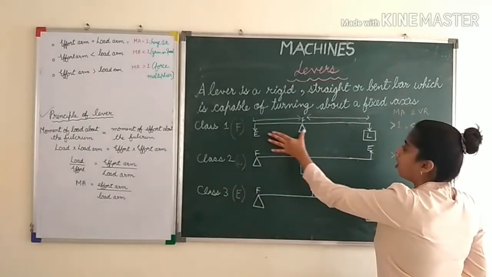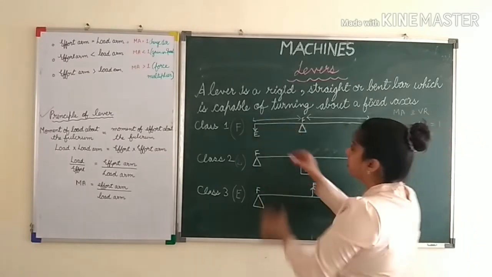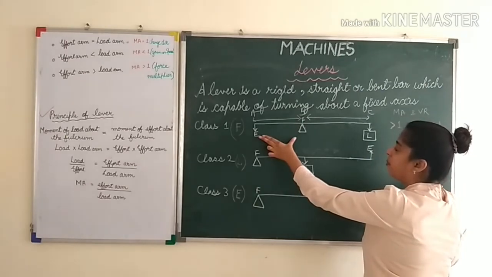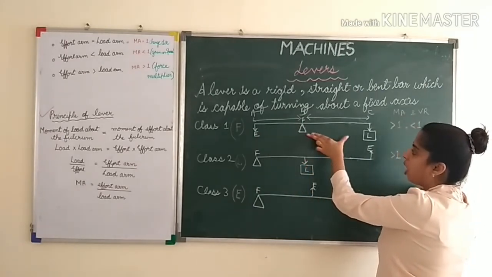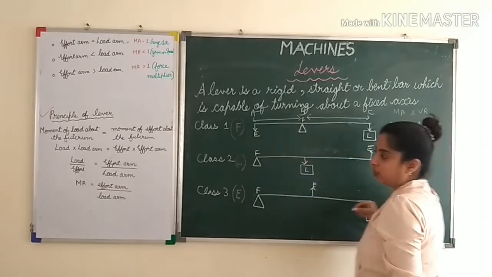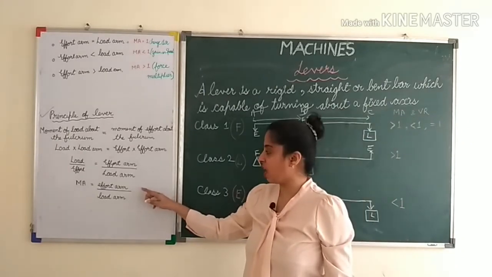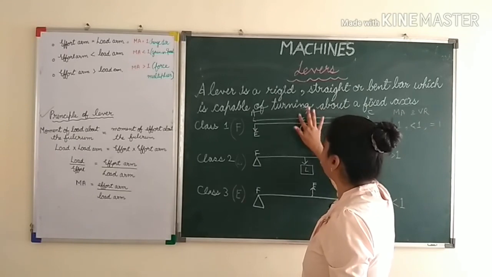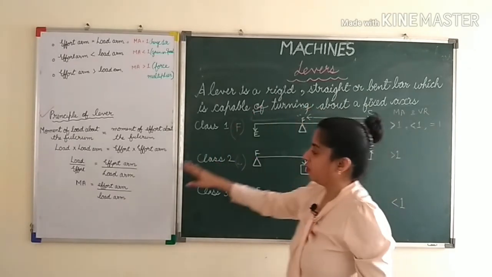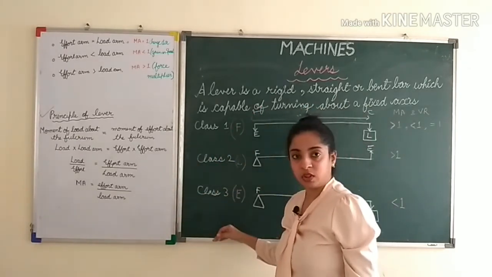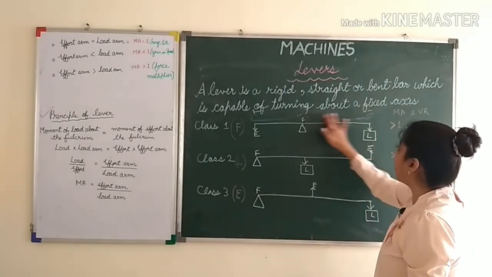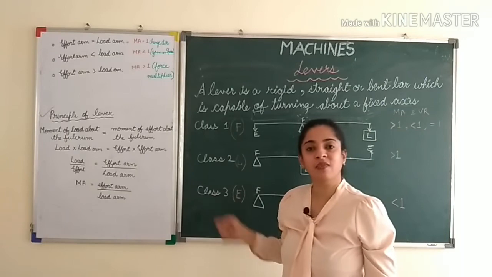Okay, so mechanical advantage is effort arm upon load arm. So here, if we name it as A, B and C, effort arm is AB and load arm is BC. So mechanical advantage is effort arm upon load arm. Now, before going further, before studying the mechanical advantage of all three types of lever, first let us understand what are the three types of lever, what are the three classes of levers.